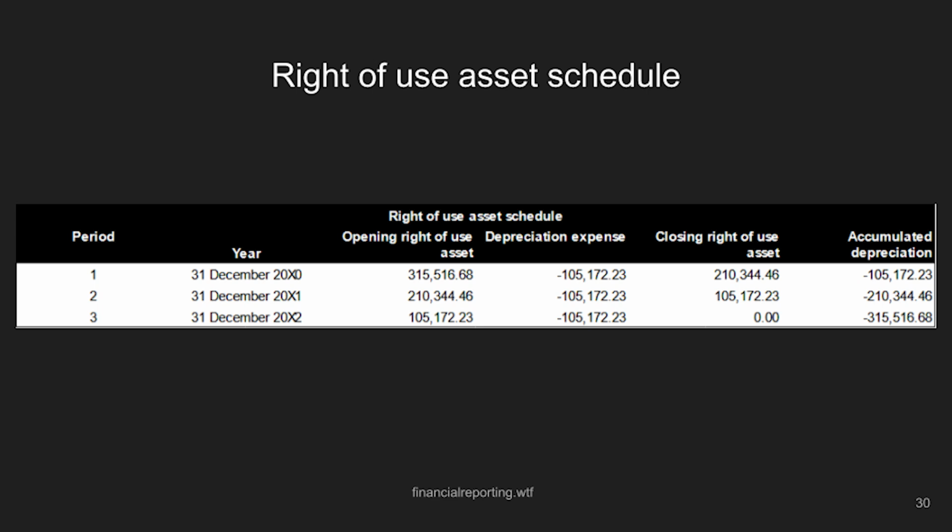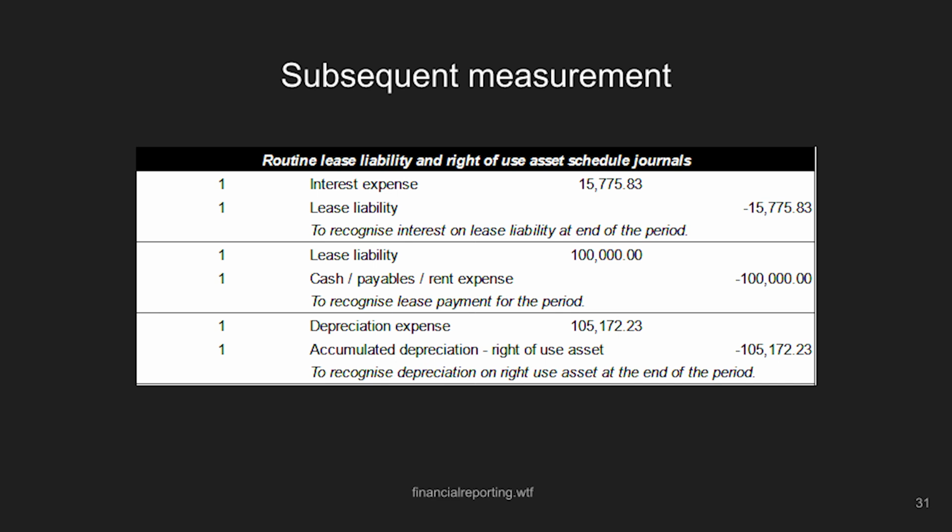Each period, we can debit depreciation expense and credit accumulated depreciation right of use asset. Journals can be posted based on the schedules prepared. As an example, the first period is shown. Each period, interest expense will be debited to expenditure, with the lease liability credited. The lease liability will be debited to the extent of the lease payment for the period, with the credit to cash, payables, or expenditure depending on the circumstances of the entity's accounting process. Depreciation will be debited to expenditure with accumulated depreciation on the right of use asset credited. This can be done each period based on the lease liability and right of use schedules for the following periods.